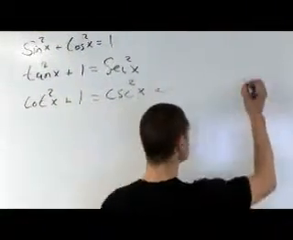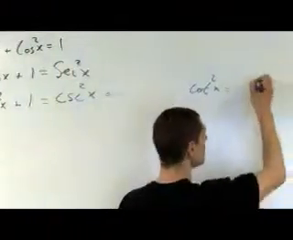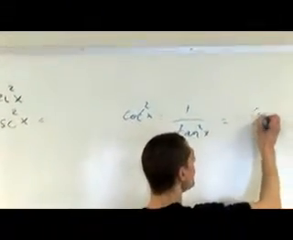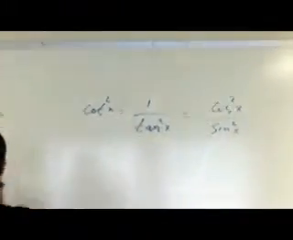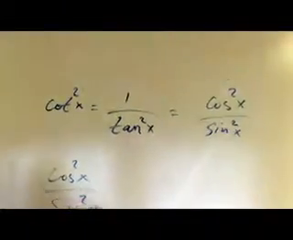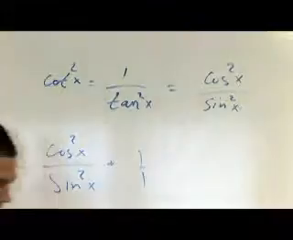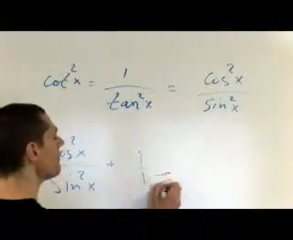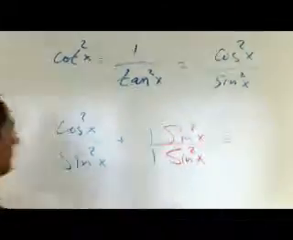So we start with cotangent squared x. Cotangent squared x is the same as 1 over tangent squared x. This is the same as cosine squared x over sine squared x. So cotangent squared plus 1 is cosine squared x over sine squared x plus 1. I need a common denominator because 1 is really 1 over 1. I'm going to use sine squared. So now we have sine squared on the bottom.